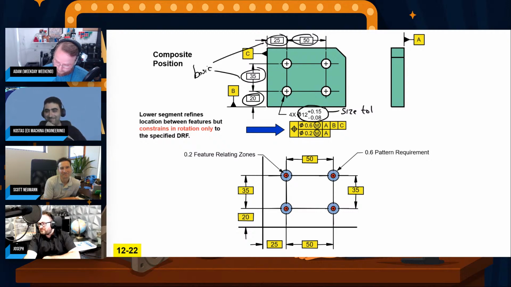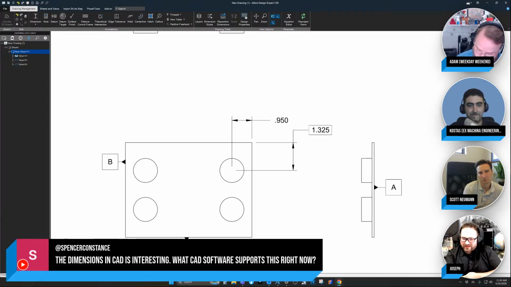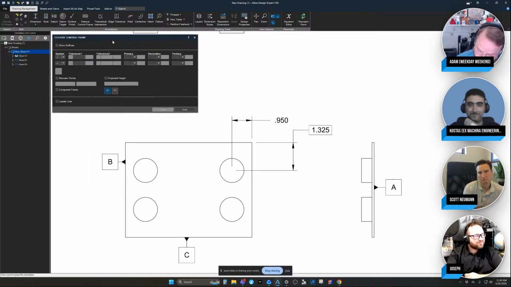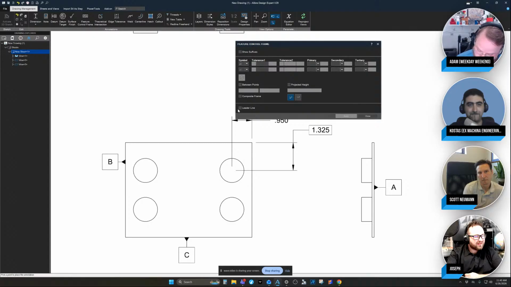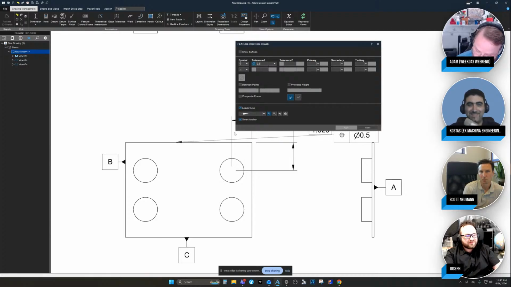Yeah, I like it. I've got two LibreCAD questions. I'll just knock those out real quick. The first: dimensions in CAD is interesting, what CAD software supports this right now? Well, I can tell you LibreCAD does. We have feature control frames that we can insert here, add leader lines and things, and start building. Position is always my favorite, I think. So we can start building out these feature control frames, just like we've seen in some of these demonstrations here.